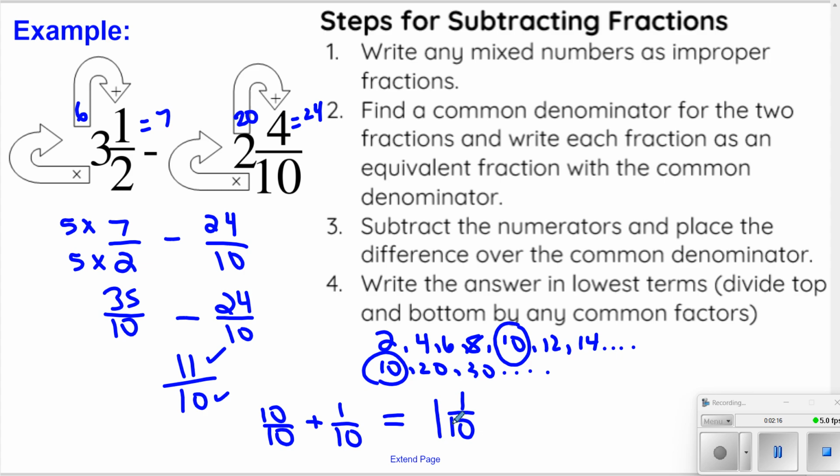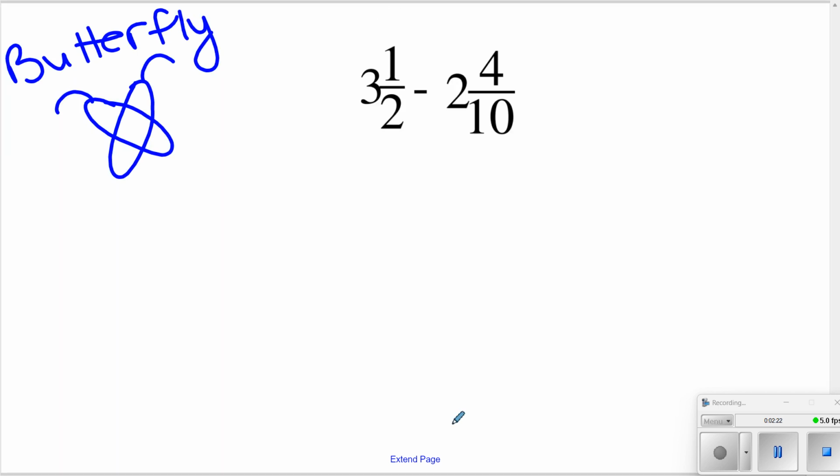Now that's how you subtract fractions using the common denominator method. Let's look at how we use the butterfly method. So again, the first step is still the same. Change it to an improper fraction. So 3 times 2 is 6 plus 1 is 7. Denominator stays the same. 10 times 2 is 20 plus 4 is 24 out of 10.